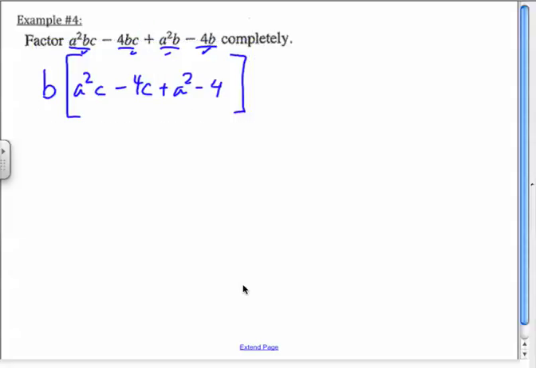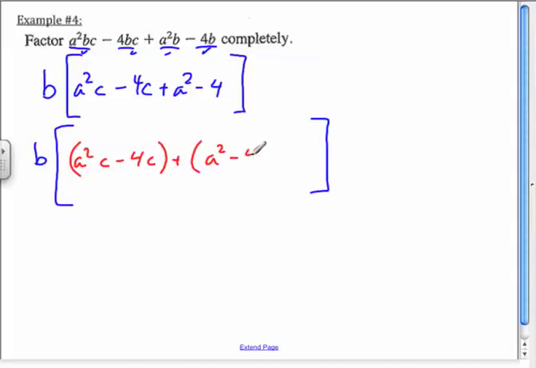So the first thing I'm going to do is say B, and I'm going to write big brackets like this, just so I have some room to work. And now I'm going to group them into A squared C minus 4C plus A squared minus 4. Okay, now I've grouped them. Since this was a positive, I don't have to change these signs. They can stay there. Now, I see that this one to the right is a difference of 2 squares. But first, I want to deal with this first one. I want to factor out anything I can.